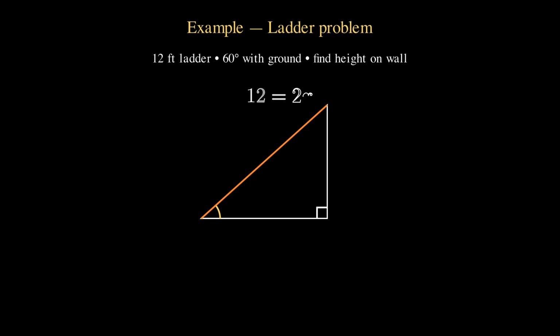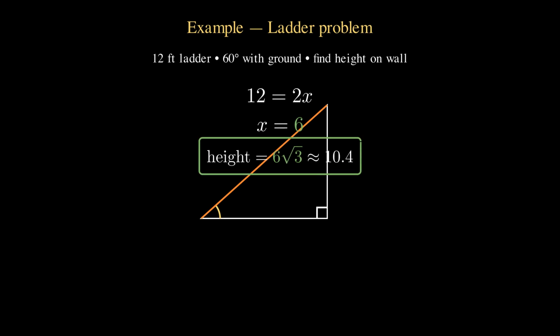12 equals 2x, so x equals 6. The height is opposite 60 degrees, x root 3, which is 6 root 3, about 10.4 feet. Notice, you did not need to write sine of 60. The ratio did the work.